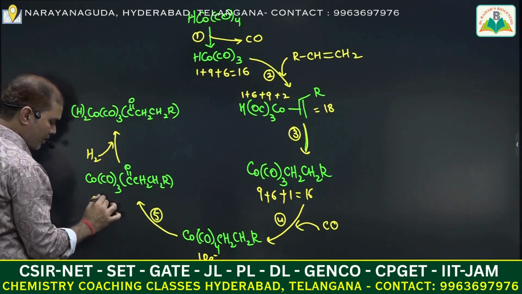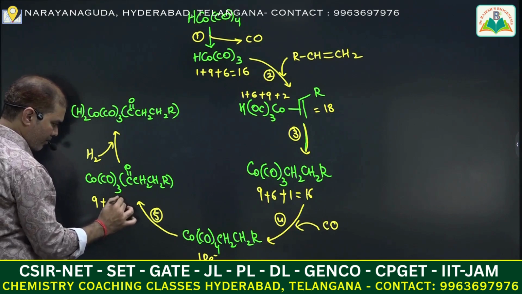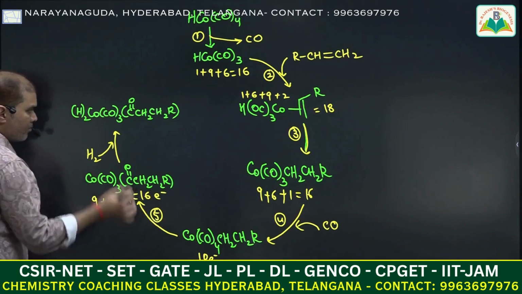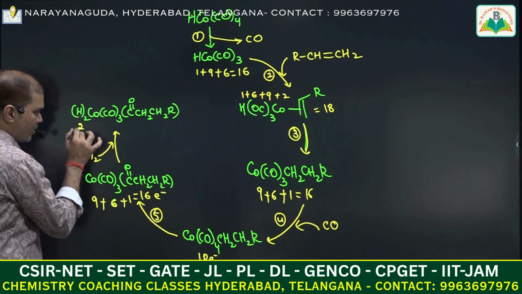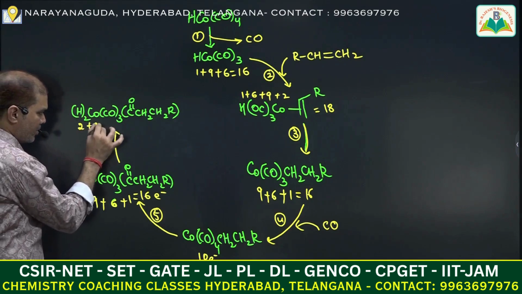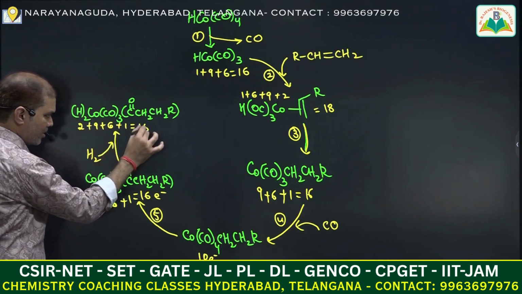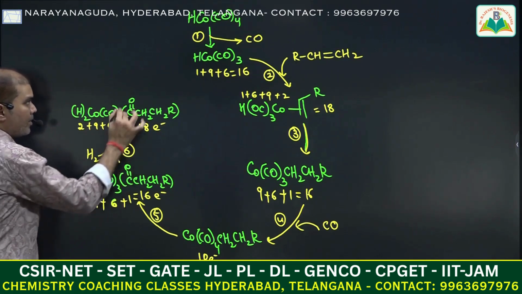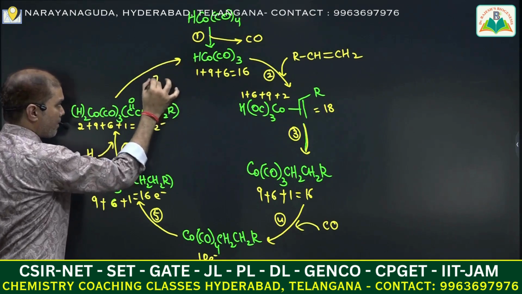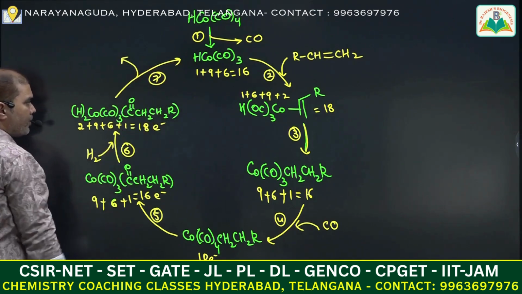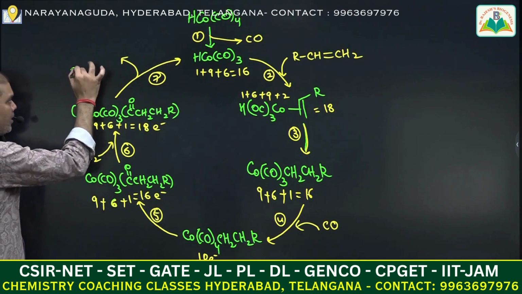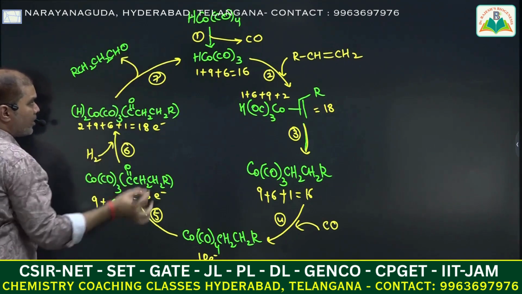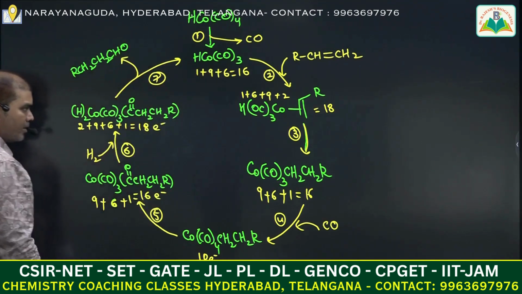If we go for the electron count, 9 plus 6, 15, 15 plus 1, this is a 16 electron system. But once hydrides are added, these are 2 electrons of each hydrogen plus 9 electrons plus 6 electrons plus 1. This is giving an 18 electron system. This is the 6th step. And in the 7th step, we can just see that RCH2CH2CHO is coming out, whereas the catalyst is getting recycled.